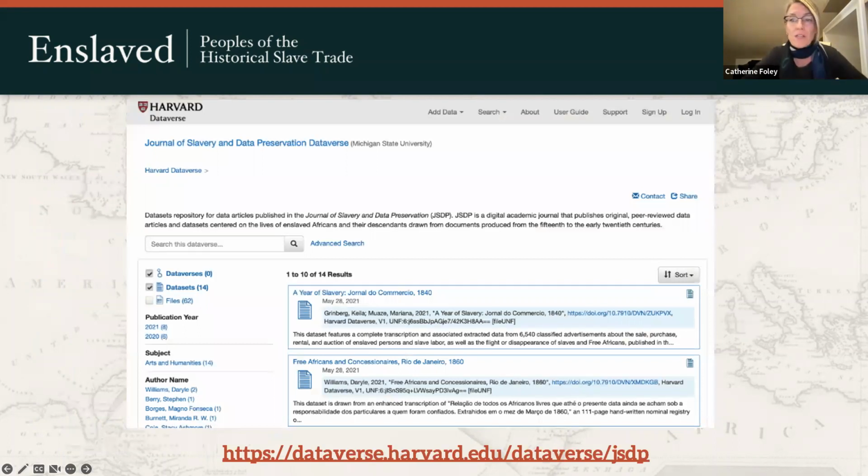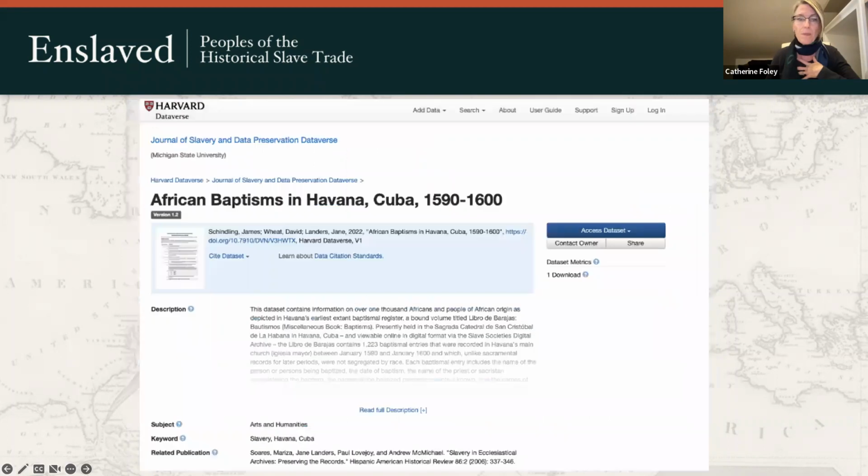So JSDP deposits the data set and other descriptive metadata with Dataverse, a general purpose data repository operated by Harvard University, where the data set is assigned a DOI and is preserved and made searchable alongside data produced and shared by researchers from many other disciplines. And the journal prepares and uploads all of the materials into Dataverse for the journal.